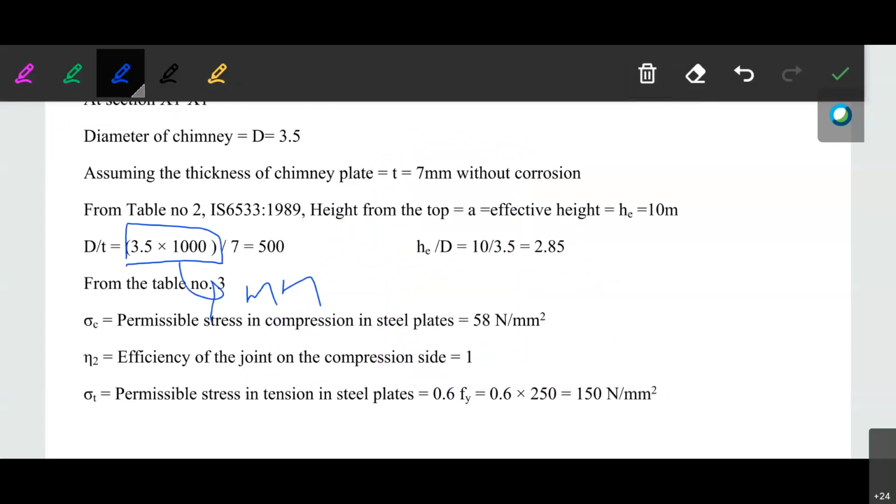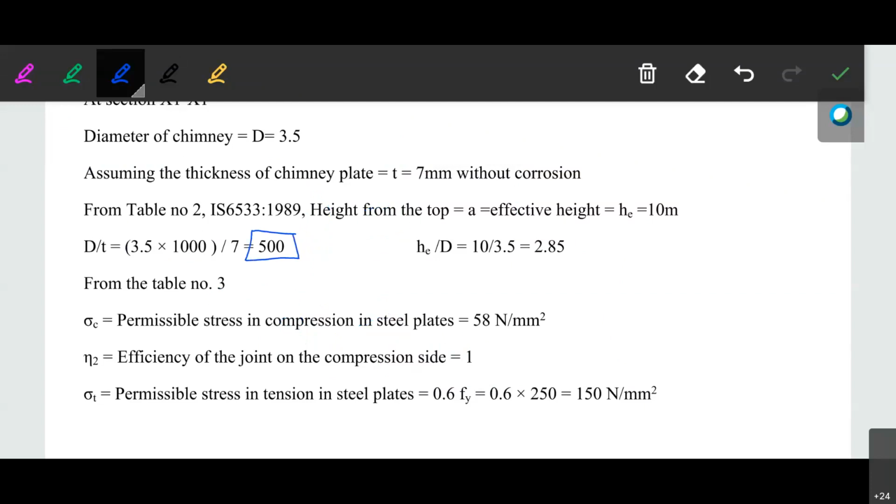The value of d will be in mm and the value of t will also be in mm. You can either convert d into mm and keep t in mm, or you can keep d in meter and convert t into meter. Both ways the ratio will be the same. So here we get the ratio of d by t as 500.